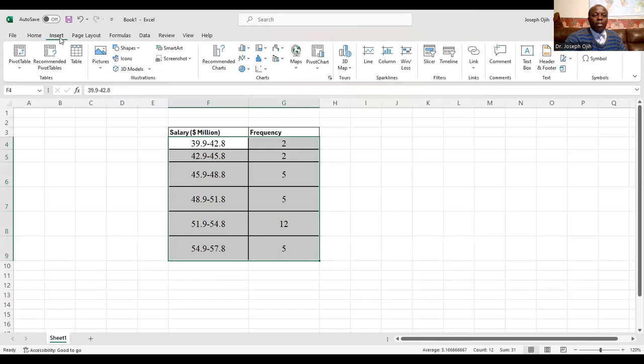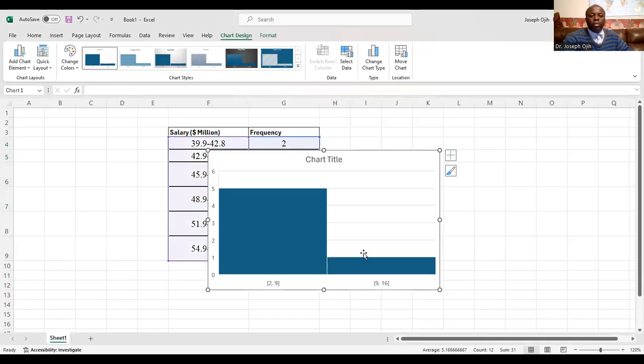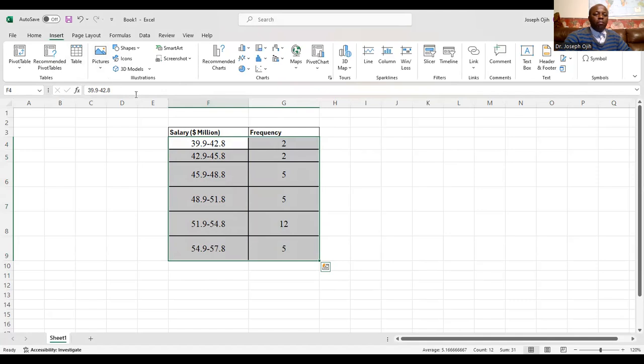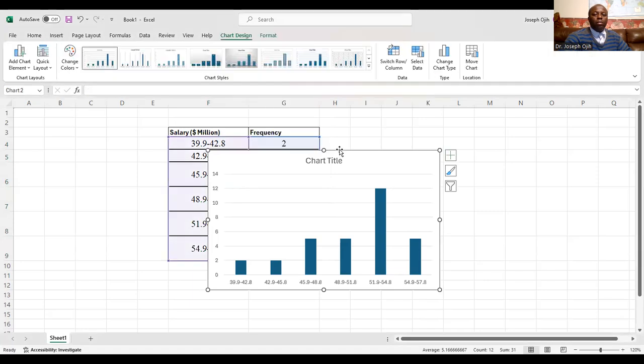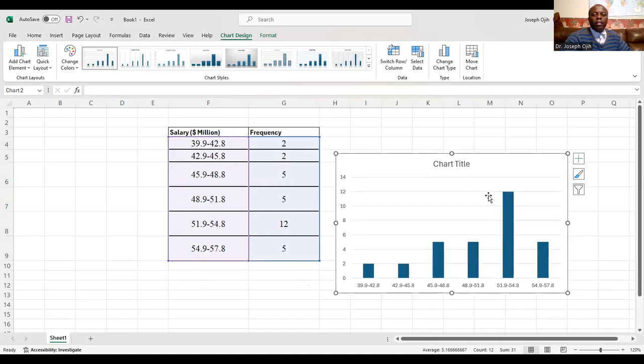Then click on insert. If one chart doesn't work, try a different chart. This is what looks like a histogram right here. So this one didn't work for us, so we can't use it. I'm going to remove it. You try a different chart until you get the one that will work for you. This one, see, this one worked. Once you get it, you can take it to one side and then put the titles. Remember, this is for salaries of NFL employees.